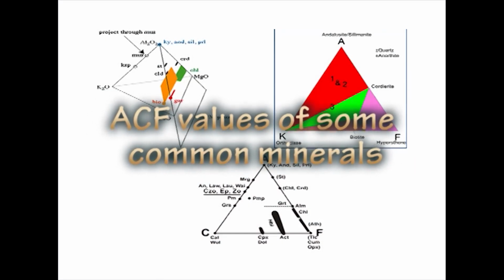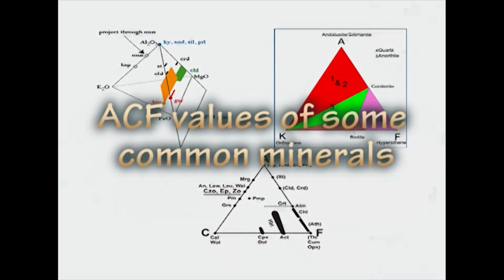Represented is a typical ACF compatibility diagram referring to a specific range of P and T, the kyanite zone of Green's facies. Now we take up how to calculate the ACF values of some common minerals.